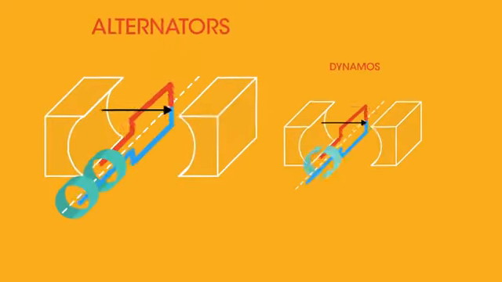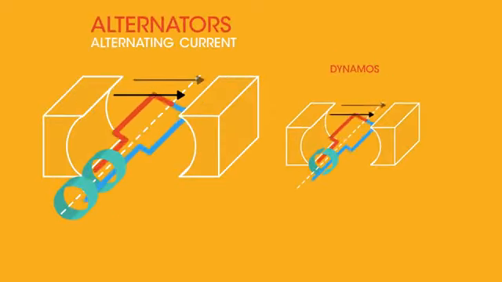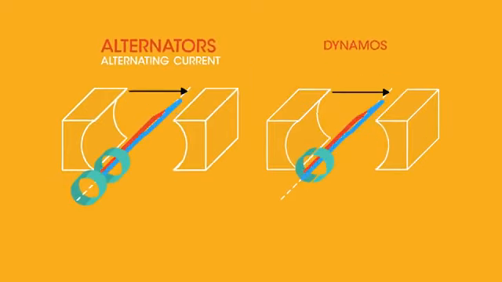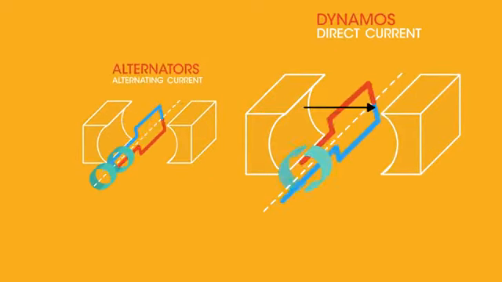So there we have alternators that generate alternating current due to having two commutators, and dynamos that generate direct current because of having one split commutator.